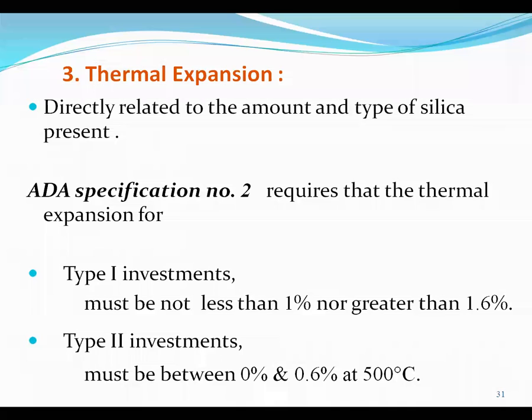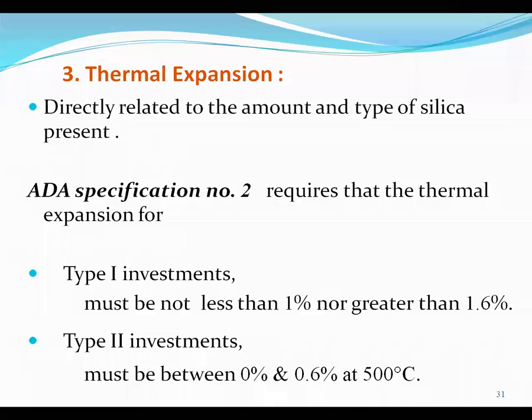Then thermal expansion is directly related to the amount and type of silica. I already told you silica is a refractory material, and a refractory material has two functions: one is regulation of the thermal expansion, and the other is withstanding high temperature. So again, the amount and type of silica present matter, because silica is of different types, that is cristobalite, tridymite, and quartz. For a particular product there will be a different type of expansion, so it depends on the type and amount.